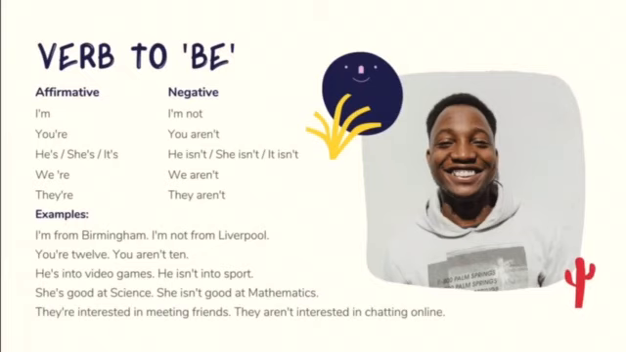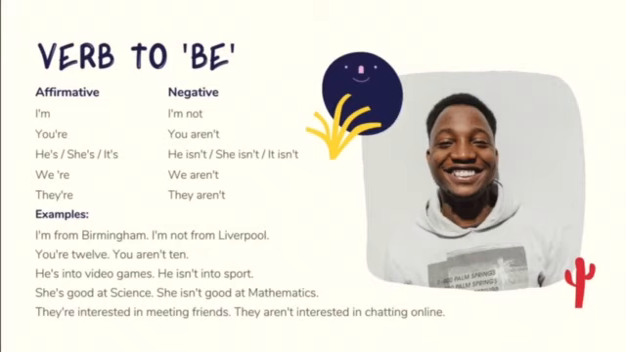If you are using it with the singular pronouns he, she and it, then the verb to be will change its form to is. So he is or he's, she is or she's, it is or it's. For example, he's into video games, she's good at science.